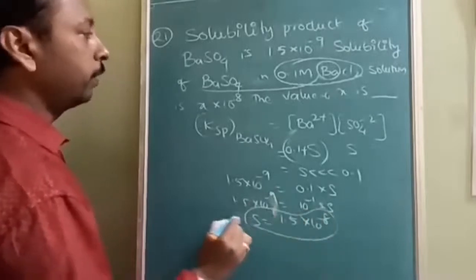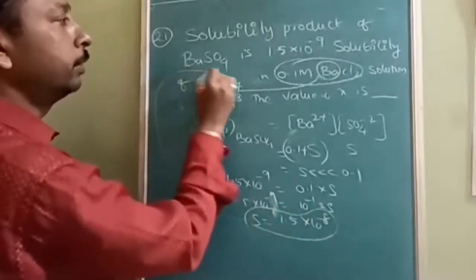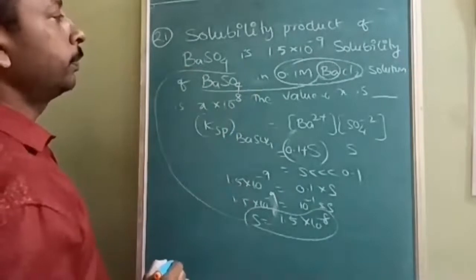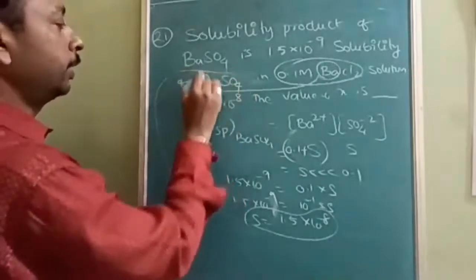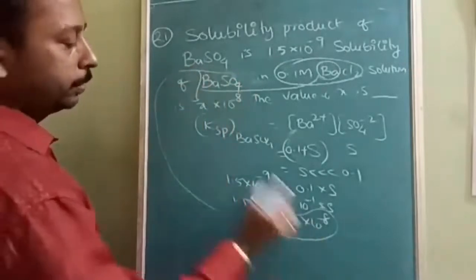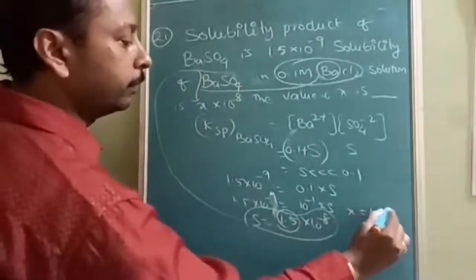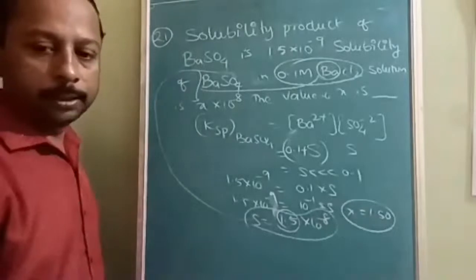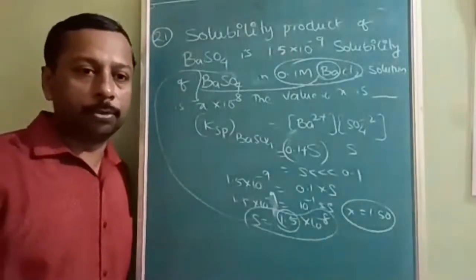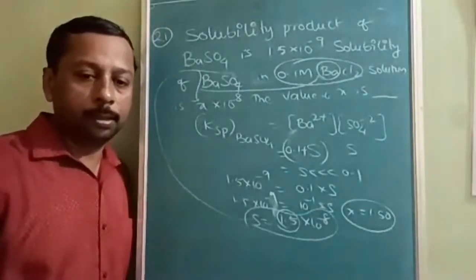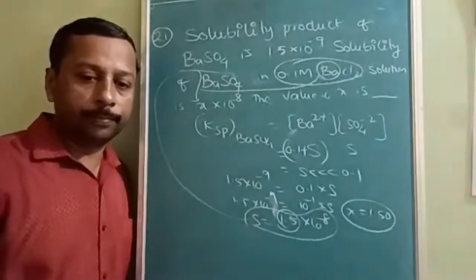So this value is exactly matching with this value, minus 8 minus 8. So X is equal to how much? 1.50. Okay, X value is how much? 1.50, 2 decimal places. Okay, note down this.